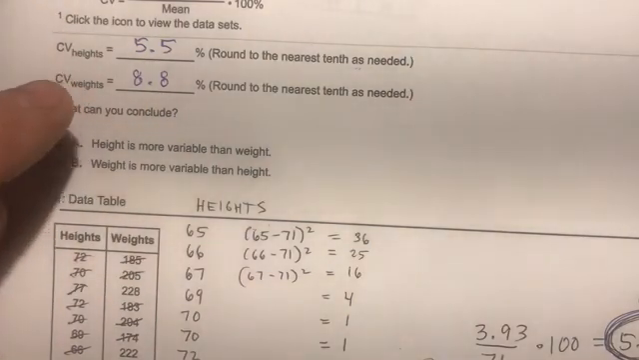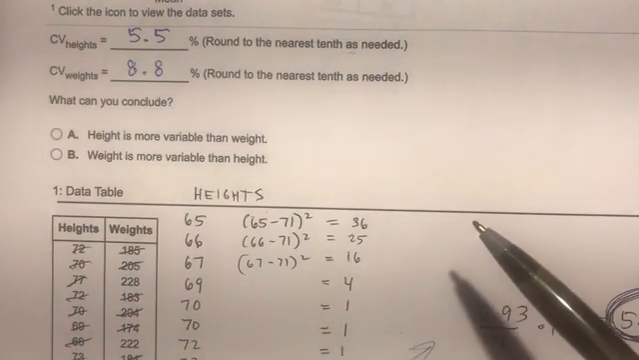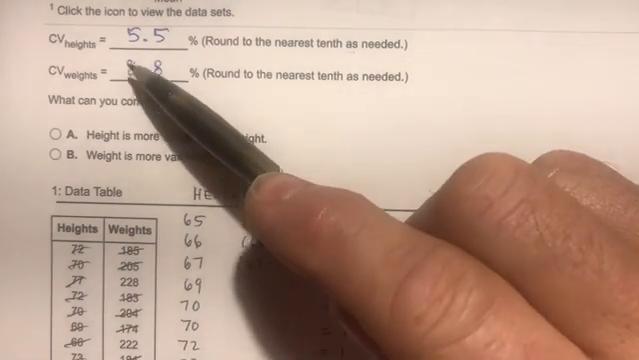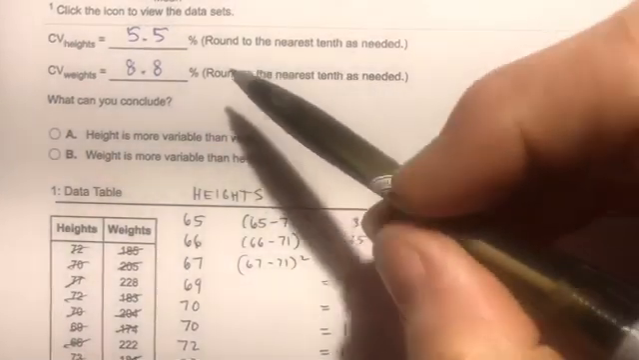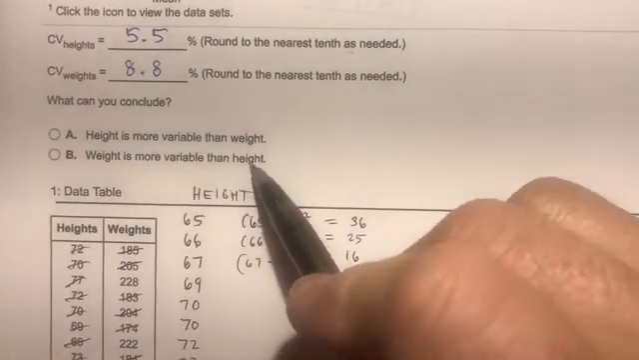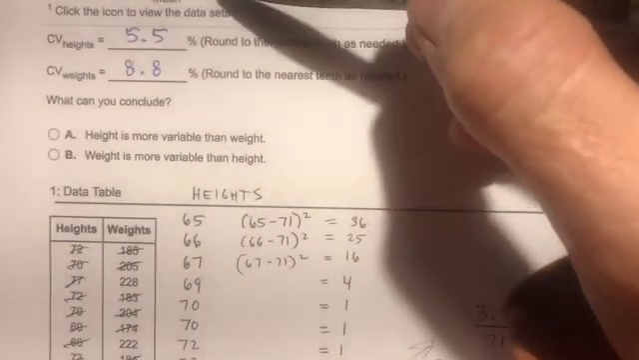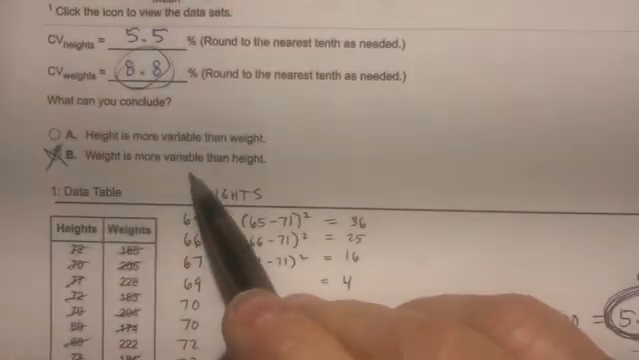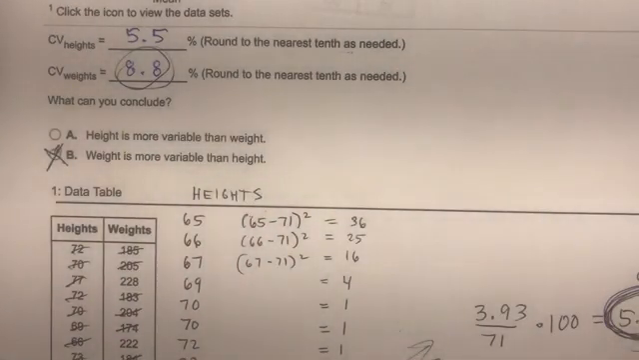Now what can you conclude by this? Well, if you notice on here, the weight number is higher than the height number. And so what that means for these people is that the weight is more variable than height. Weight varies more than height because it has a bigger number when you do your standard deviation divided by the mean. So since this number here is bigger, that means weight is more variable than height. Height doesn't vary as much as weight does. Okay, and that's simply what it means.